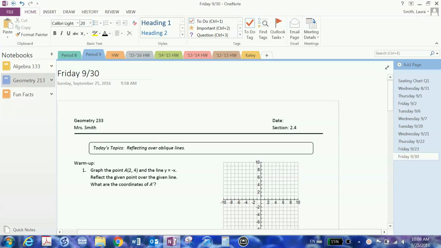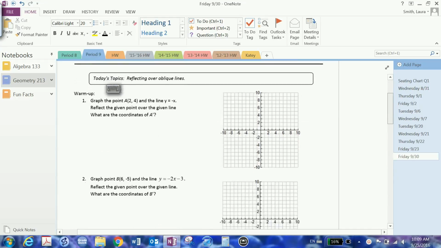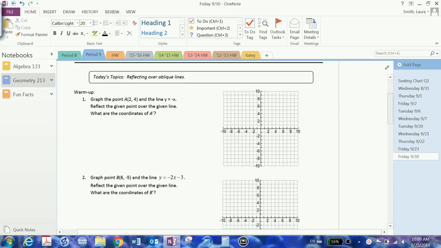Hello everybody. Today we're going to be working on reflecting points, anything. You could reflect anything over oblique lines. So let's start with the warm-up. Start by graphing point A, which is at (2, 4), and the line y equals negative x.